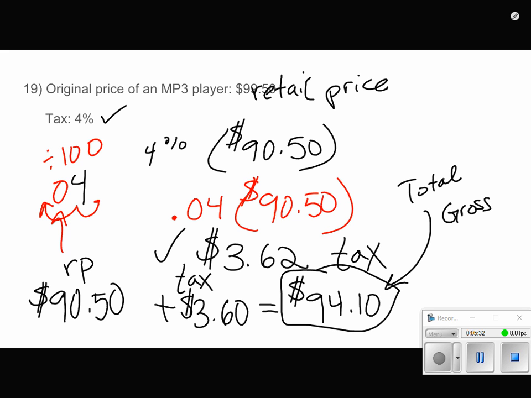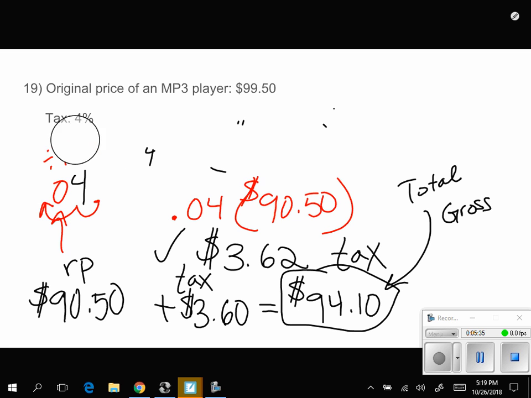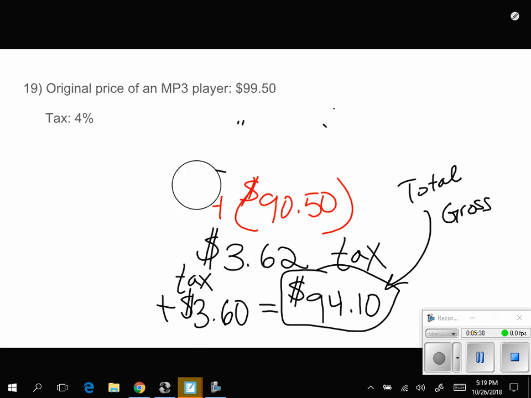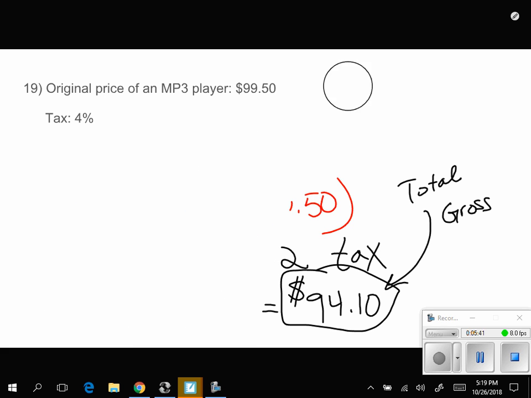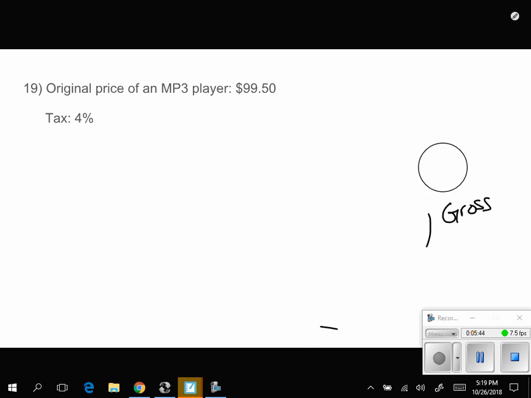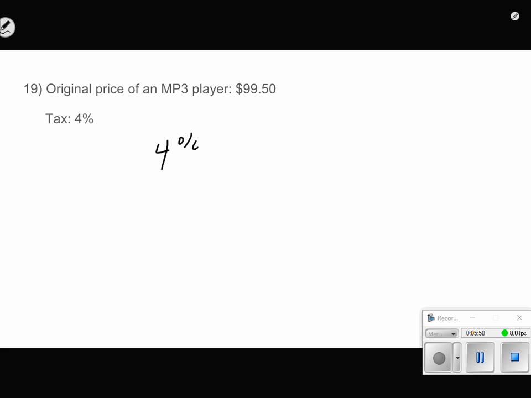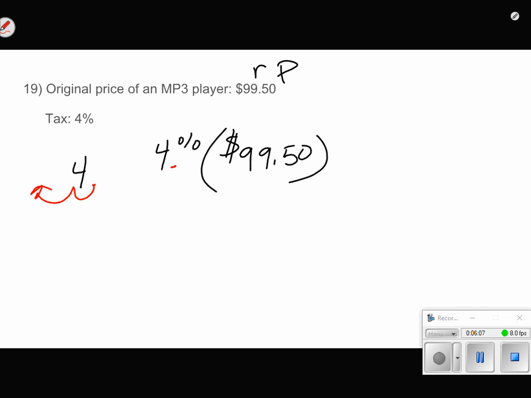All right, the last example is about an MP3 player. So it's $99.50. The tax is 4%. We always want to ask ourselves, 4% of what? In this case, it's 4% of the original price or the retail price, which is $99.50. Don't forget this is a retail price. I'm going to put RP there. We change the 4% to a decimal by moving the decimal that is already right here to the left twice, which is the same as dividing by 100. 4% as a decimal is 0.04.